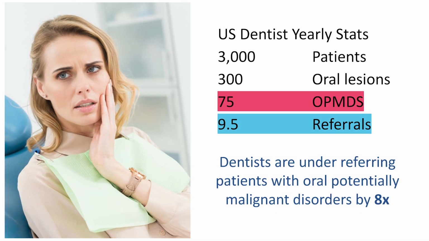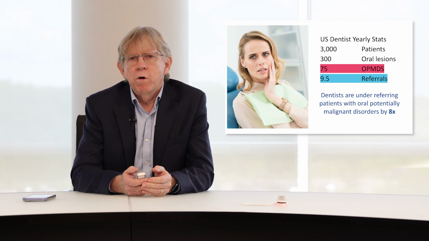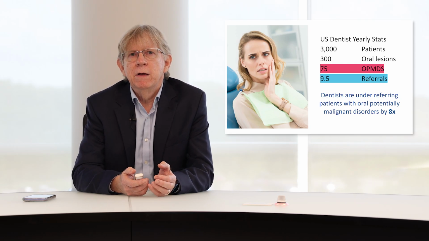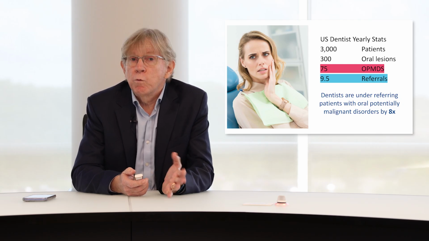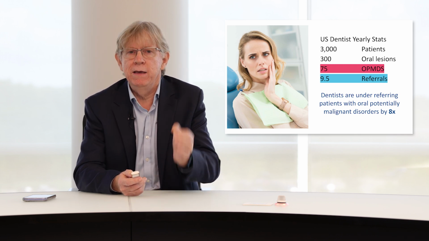Now, if we look at the statistics of a US primary care dentist seeing about 3,000 patients a year, about 300 or 10% of them have oral lesions, and about 1 in 4 or 75 of them are oral potentially malignant disorders, OPMDs. And these OPMDs, ideally, you would like to have them referred for expert follow-up, but the statistics today show that GP dentists are referring about 9.5 per year. In other words, 1 in 8 referrals are happening at this moment, and the referrals that are happening tend to be very late stage. So why does this happen?